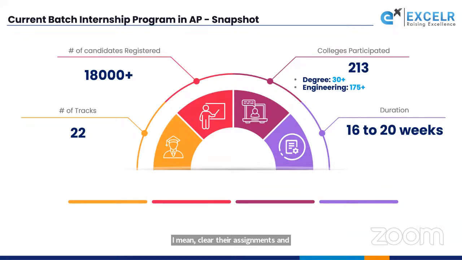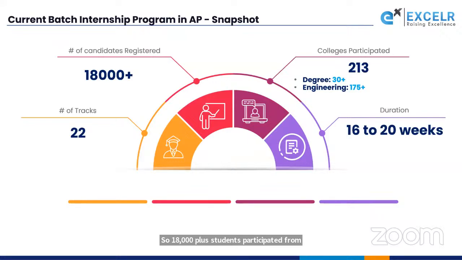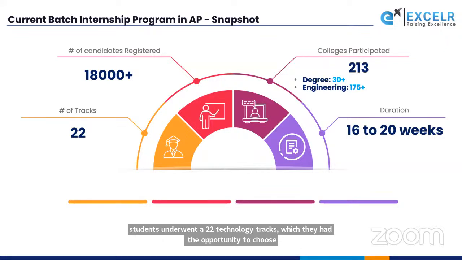So 18,000 plus students participated from the AP region, which was a mix of degree and engineering. From degree, we had 30 plus colleges. Engineering students were from 175 colleges across India. And students underwent 22 technology tracks, which they had the opportunity to choose. And it was for a duration of 16 to 20 weeks.